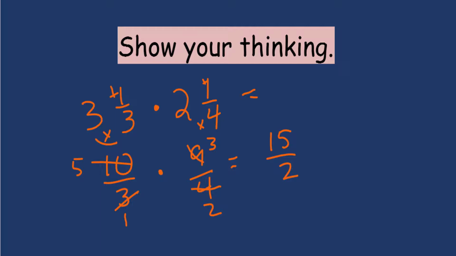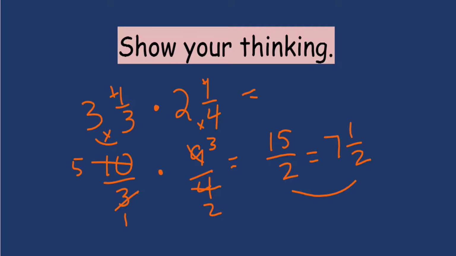Typically, we would probably want to put that back as a mixed number. So I'm going to rewrite that, that's going to equal 7 and 1/2. And you can see that 7 times 2 is 14 with the 1 left over. Okay, and then with the 2, I just bring it over. That's all I do. So I end up with 7 and 1/2.